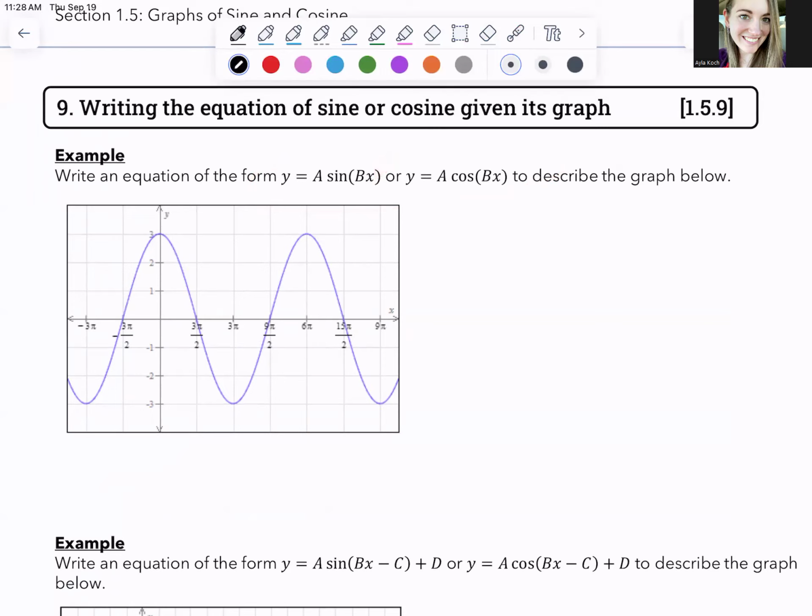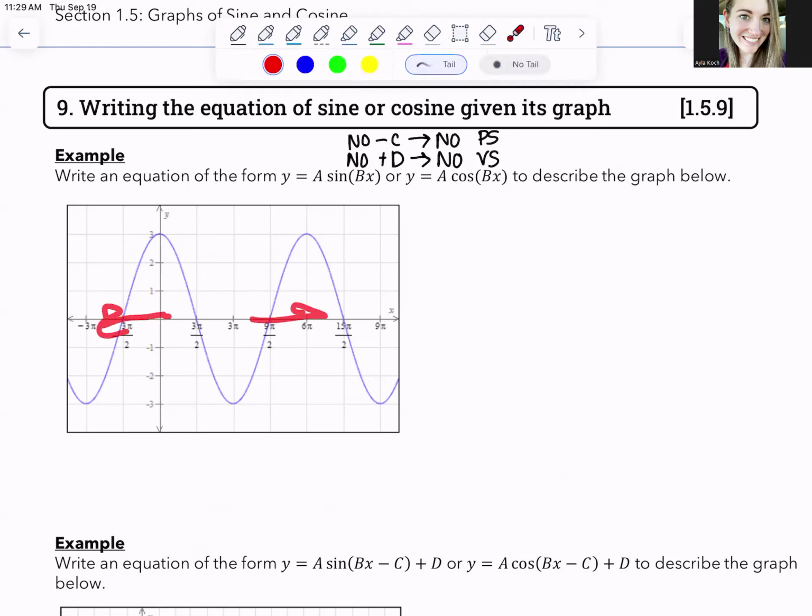So what that means, because there's no minus c, is that there's no phase shift, and there's no plus d, so there's no vertical shift either. No vertical shift, no phase shift. So because we know it hasn't moved left or right, and we know that it's starting at the top, that has to be cosine. Cosine starts at top or bottom. And this one starts at the top. So this is a cosine situation.